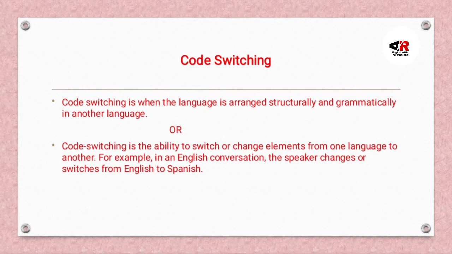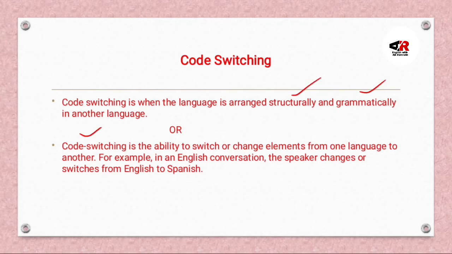Code means, in linguistics or sociolinguistics, language. Code switching is when the language is arranged structurally or grammatically in another language. That is called code switching. Or code switching means when we use more than one language in conversation. That is called code switching. Its third definition is code switching is the ability to switch or change elements from one language to another.